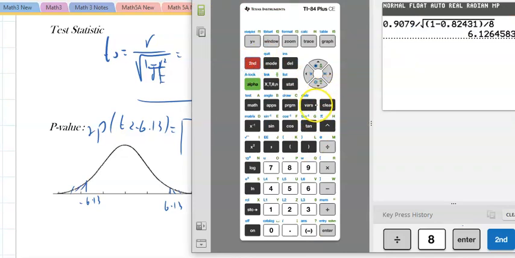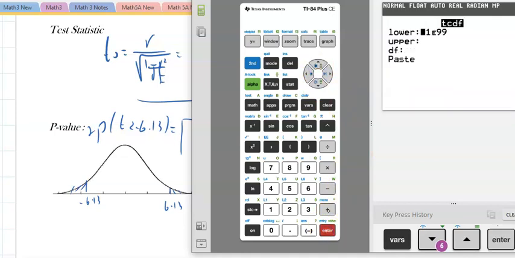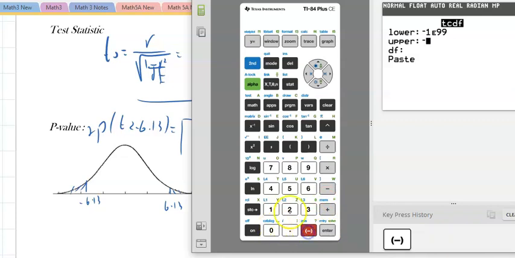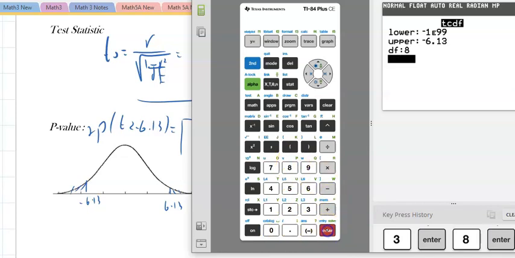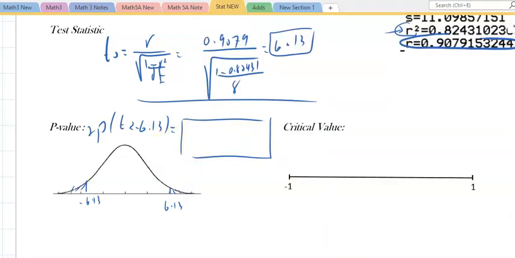If I go for my distribution, t-distribution CDF, and I want from negative, that's right, to negative 6.13. Degrees of freedom, we said, were 8. And there's my answer. Oh, and 2 times.